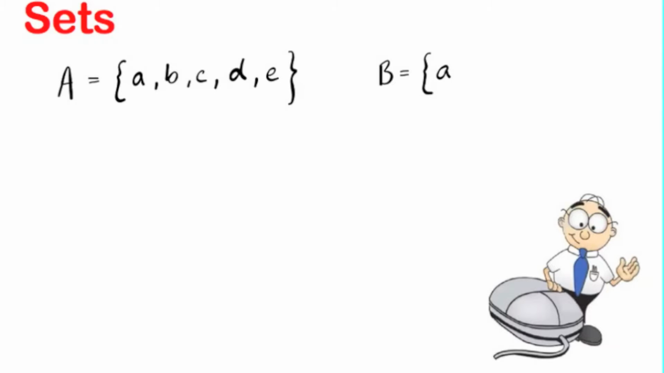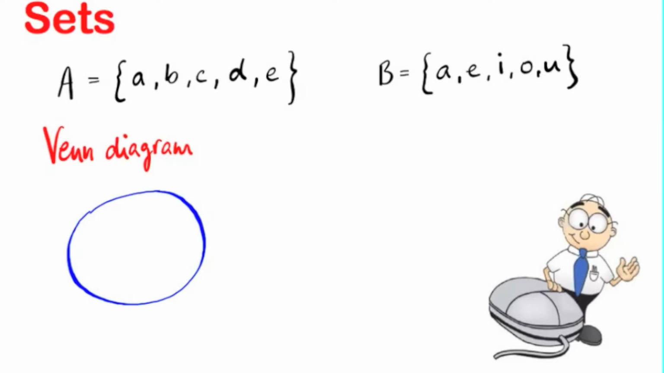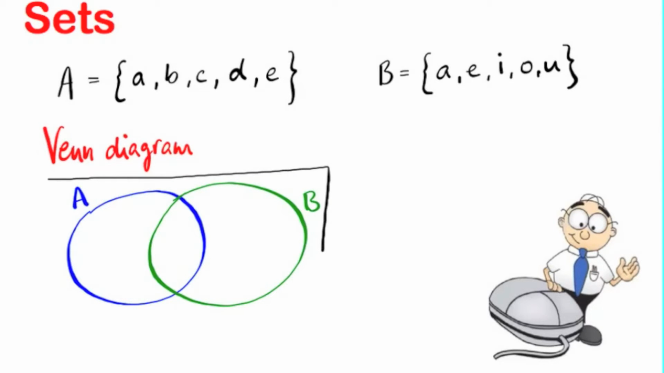And we let set B be a, e, i, o, and u. So these are the elements in set A and B, and we want to represent these on a Venn diagram. How do we go about this? Well, we draw two circles first. We let the first circle be A and the second circle represent set B. Around them we draw a rectangle. This is to represent the universe.